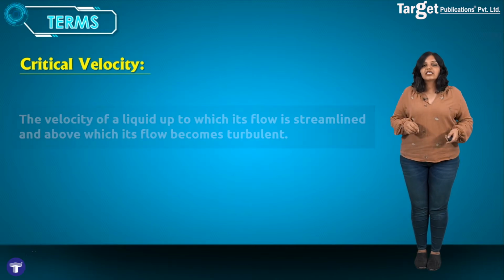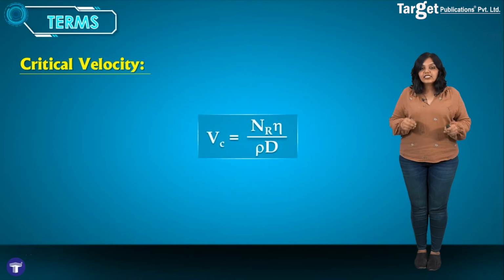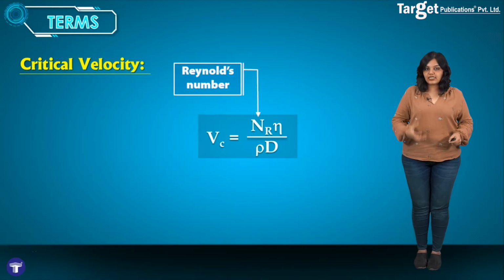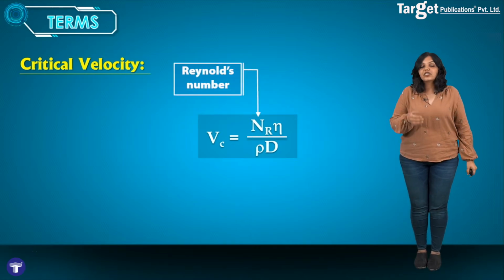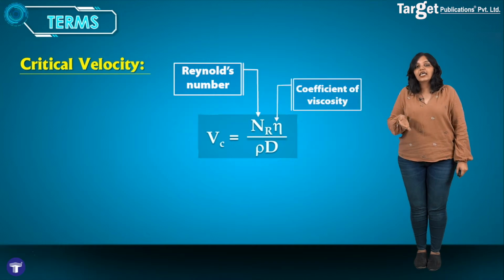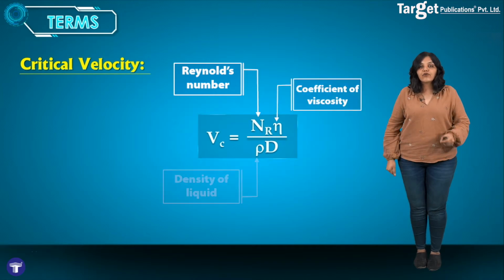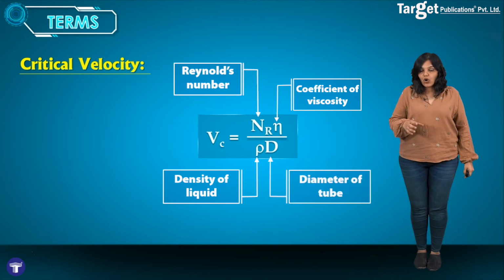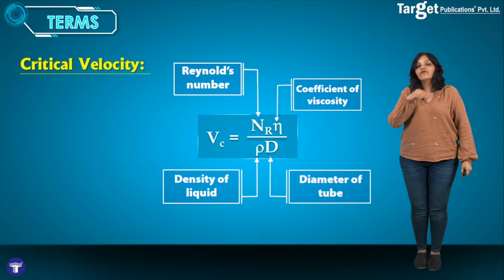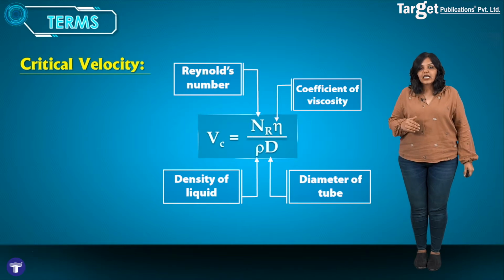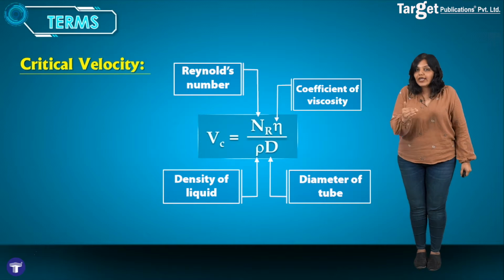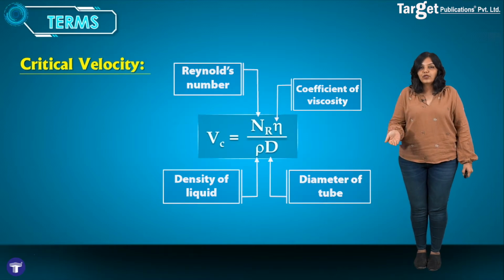The formula for the critical velocity is given by Vc = NR η / ρD, where NR is what is known as the Reynolds number, which is unique to the type of liquid. η is the coefficient of viscosity, ρ is the density of the fluid, and capital D is the diameter of the tube through which the flow is taking place. Thus, critical velocity is essential to understand at which point the flow will become turbulent.